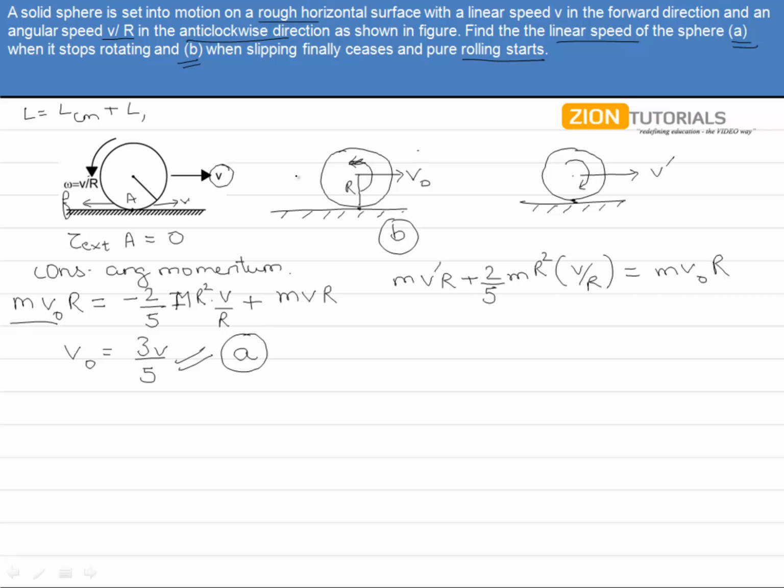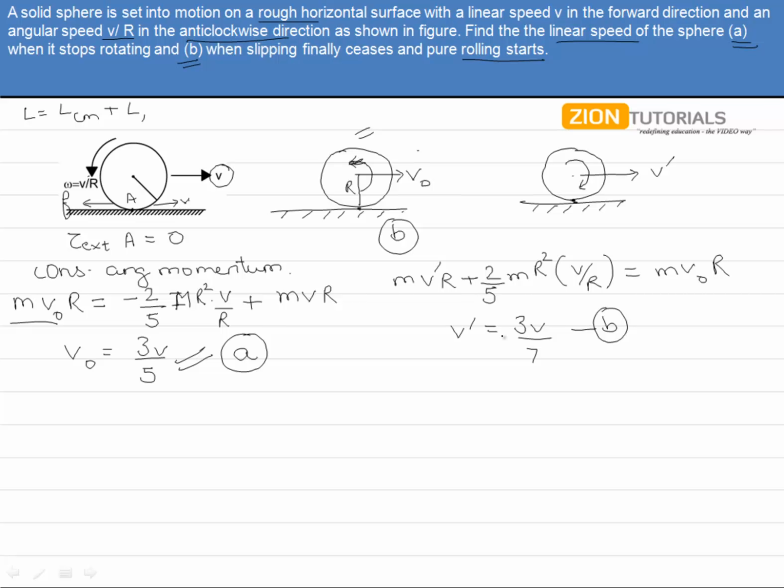Now friends, in these cases we are not taking it with respect to the center of mass because this sphere is actually not rotating. So no use of taking about the center of mass if the body is not rotating. It will simply act as a normal block going ahead with the velocity of v naught. So that's why there is no angular momentum about the center of mass taken in this equation. Now from here we can calculate v dash to be 3v by 7. So this is the answer of the B part of this question, that is when it starts pure rolling.